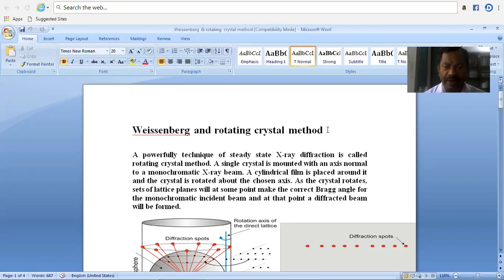As the crystal rotates, it sets up lattice planes which will at some point make the correct Bragg angle for the monochromatic incident beam, and at that point a diffracted beam will be formed.